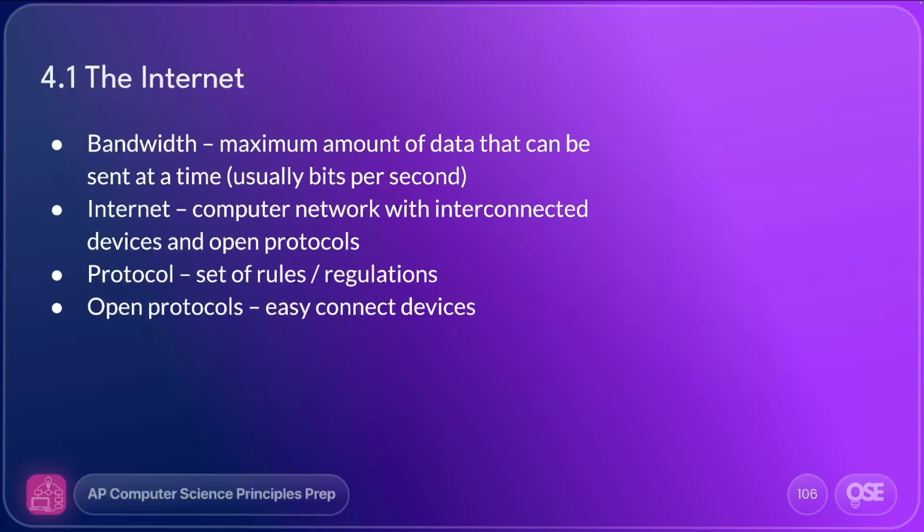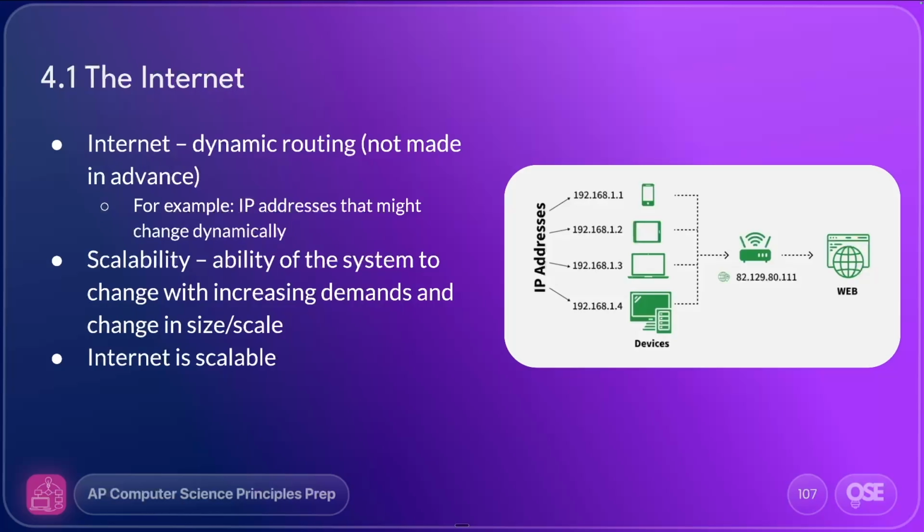Next important topic, very important for this unit, internet. It's a computer network with interconnected devices and open protocols. What is a protocol? Well, it's a set of rules and regulations. And an open protocol specifically is a protocol that's easy to access. It's accessible without specific restrictions. The internet uses dynamic routing, which means it's not made in advance. For instance, IP addresses change dynamically. For example, when you connect to different Wi-Fi networks. Scalability is a process by which a system changes in size or scale with increasing demands. And our internet is scalable.